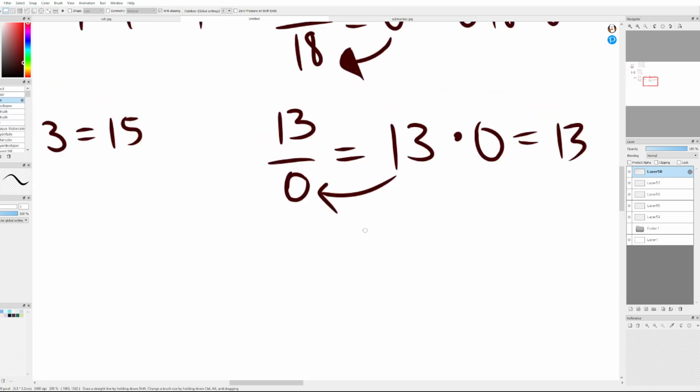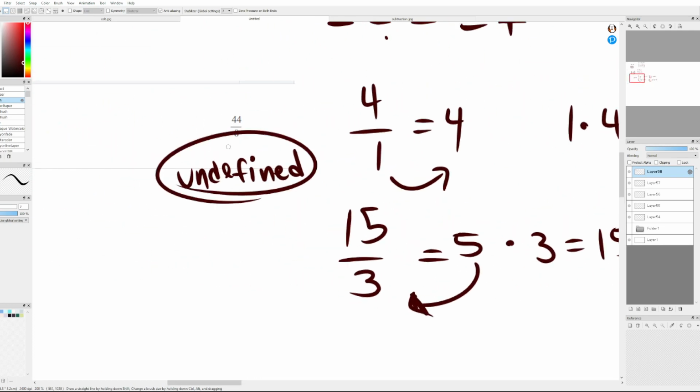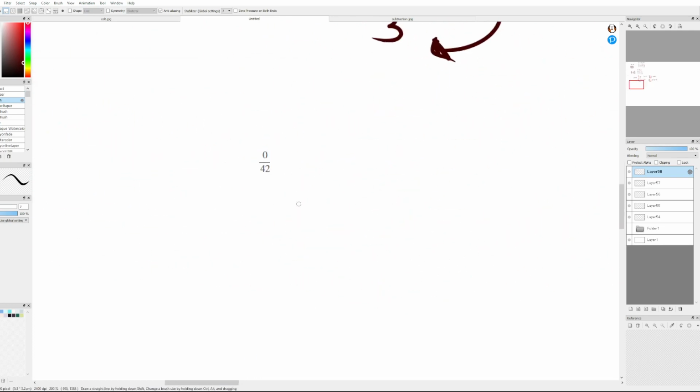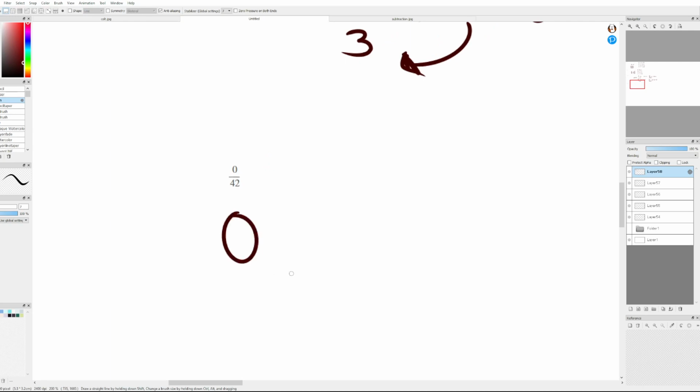So, anyway, this is going to be undefined. And 0 divided by 42, we went over this. It's going to be 0.